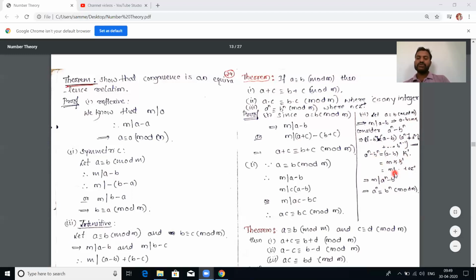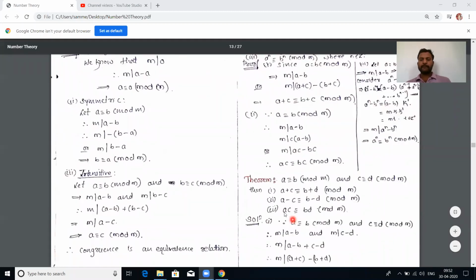This implies, again by using the definition of divisibility, m divides a raised to n minus b raised to n. As m divides a raised to n minus b raised to n, by congruence we can say that a raised to n is congruent to b raised to n mod m.